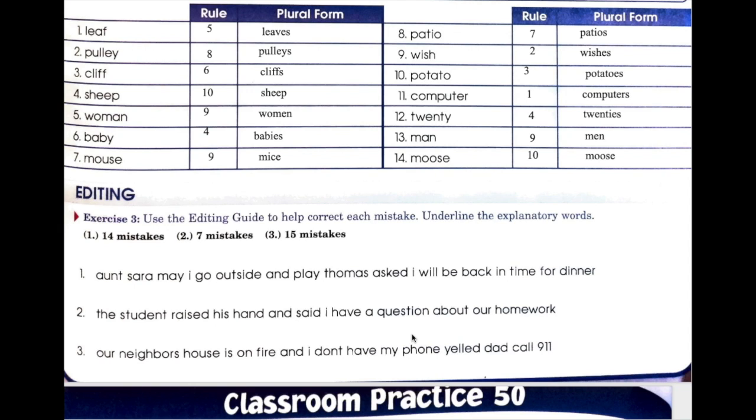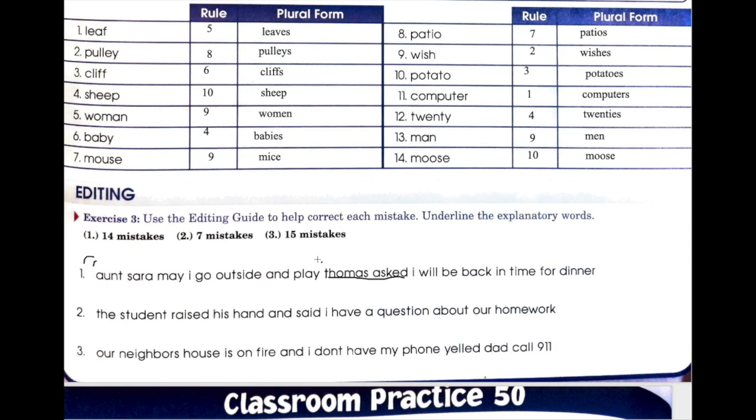Exercise 3, use the editing guide to help correct each mistake. Underline the explanatory words. All right, let's start with our first sentence. Aunt Sarah, may I go outside and play? Thomas asked. I will be back in time for dinner. Start by underlining your explanatory words. Thomas asked. Put your parentheses around everything that is said.